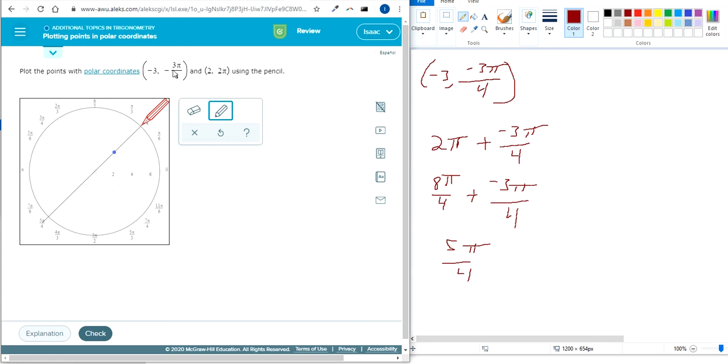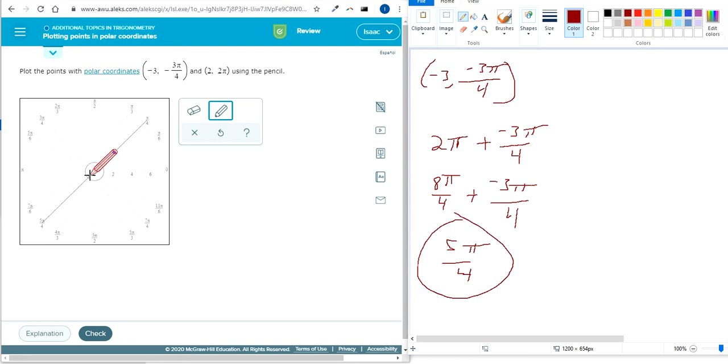Okay, so we graphed this first one, negative 3 comma negative 3 pi over 4. We converted this to a positive angle by adding a full revolution to it. We added 2 pi, so that gave us 5 pi over 4. That's coterminal with negative 3 pi over 4. But then instead of going in the direction of 5 pi over 4, we had to go opposite because it was a negative 3 for r, the first part of the polar coordinate.